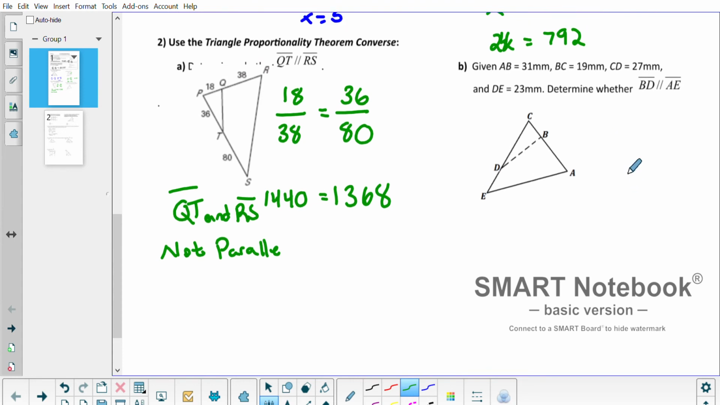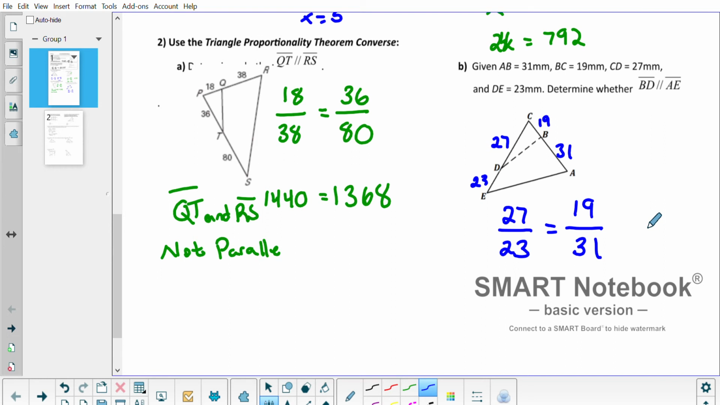All right, so as we take a look at B, let's go ahead and label. So we have AB, we know is 31 millimeters. BC here is 19 millimeters. CD, 27 millimeters. And DE, 23 millimeters. So to prove that these lines are parallel, got to set up our proportion. So let's go 27 over 23 is equal to 19 over 31.